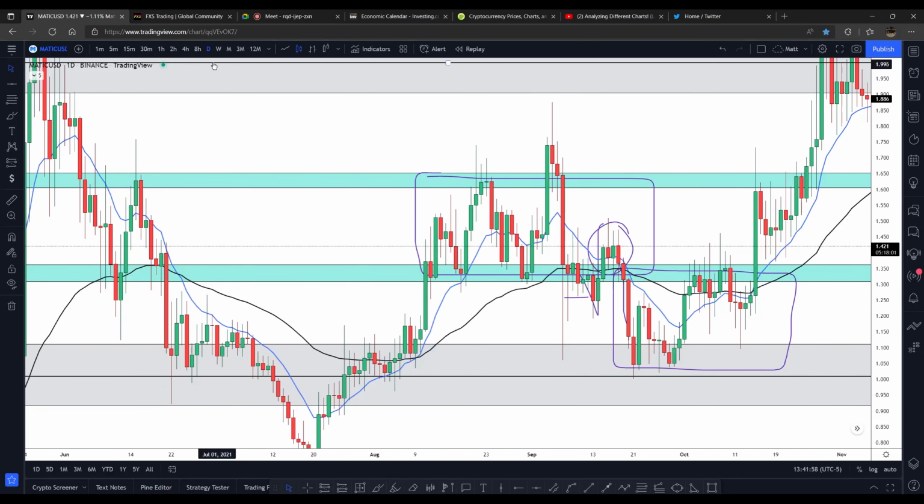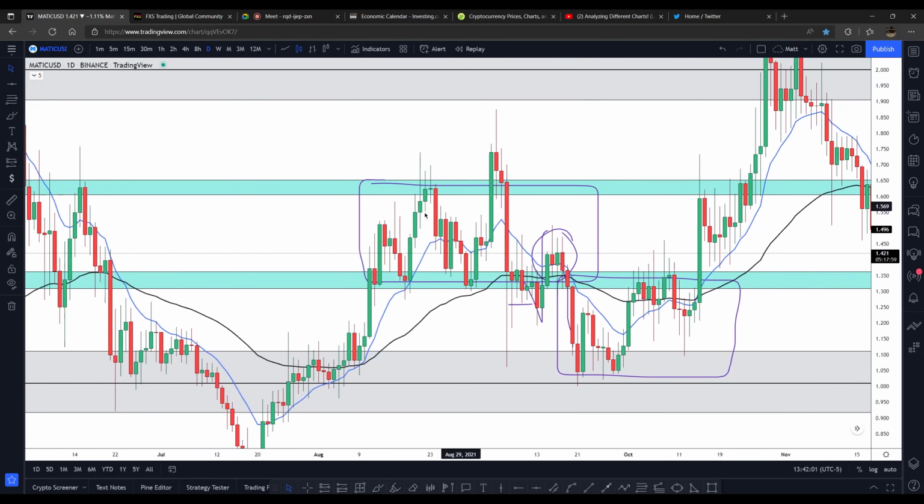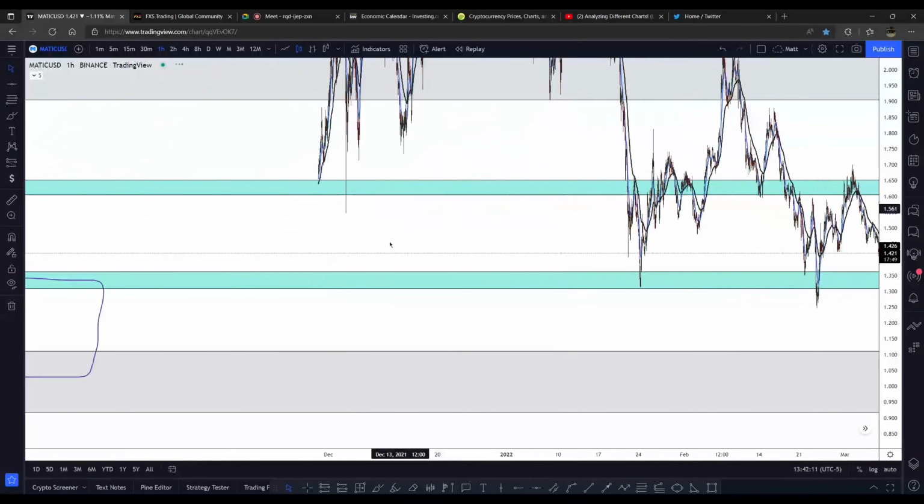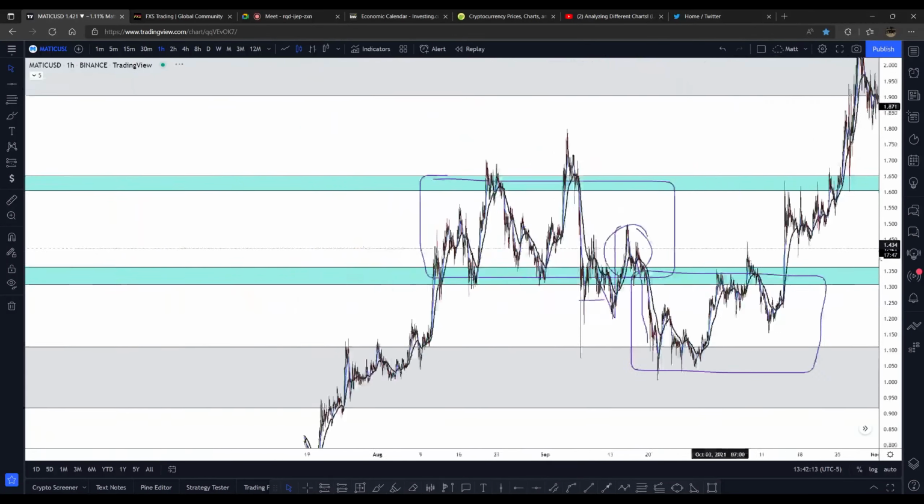Because although on the daily we are moving sideways over here, so this was last year where we were bouncing between $1.30 up to $1.60, more or less, on a lower time frame. So let's drop down to the 1 hour. Let's scroll all the way back.